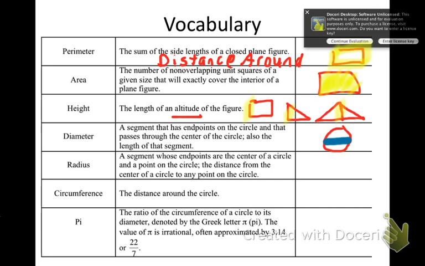Okay. Radius, the next one, is a segment whose endpoints are the center of a circle and a point on the circle. The distance from the center of a circle to any point on the circle. The radius is the one that goes to the center. The biggest mistake students make is they will confuse those two. It's like 75%.